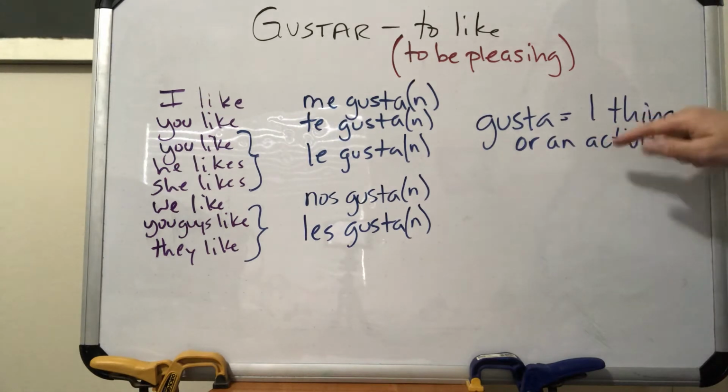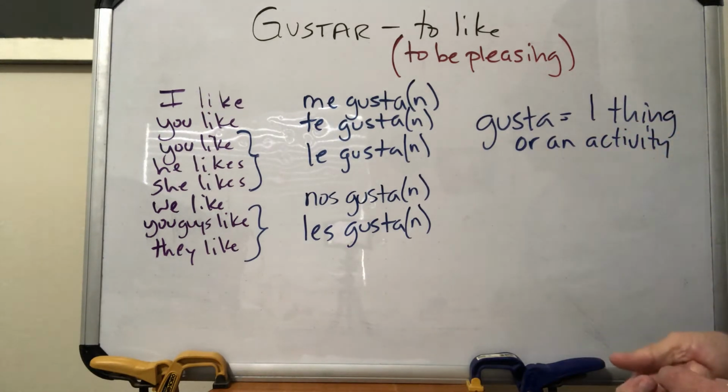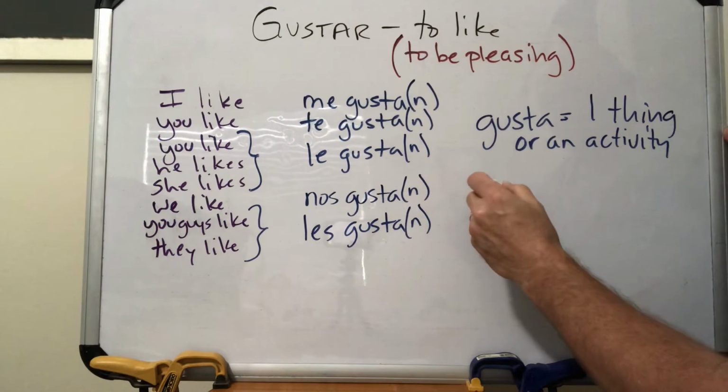Me gusta comer las papas fritas, okay? If you just say, "I like French fries," now we've taken the activity out and we're saying, I like the thing, the French fries, and that's plural. So then we're going to use gustan.